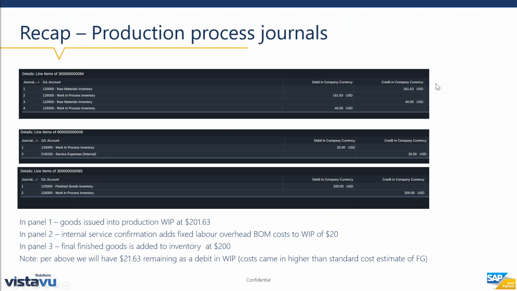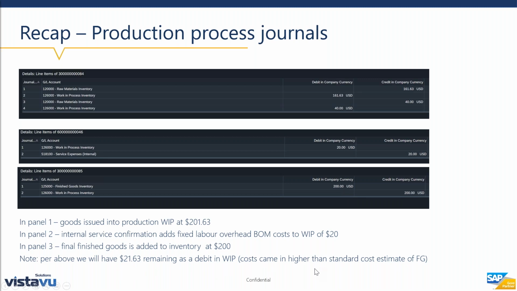So these are our various production inputs. I showed you those journal entries where you see the raw materials being consumed. Here's where you see the service expense allocation happening. And then the final job, the closing out of that production order to receive your finished goods into inventory. You're relieving WIP, we're receiving our $200. So at this point, we understand there's $21.63 remaining in WIP.